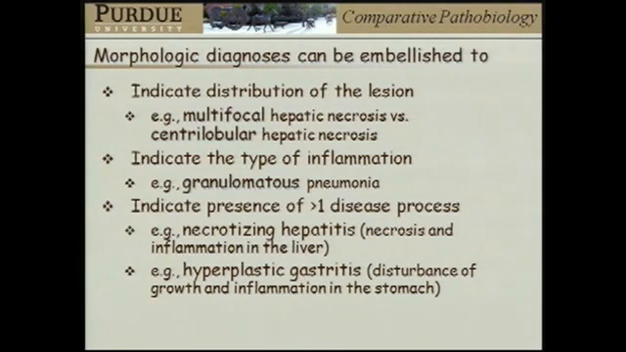And you'll very often find that it's difficult or impossible to pigeonhole a lesion into just one disease process. You can use a modifier like necrotizing with hepatitis to imply that both necrosis and inflammation are occurring in the liver. Similarly, you could use the term hyperplastic gastritis, adding one modifier, hyperplastic, to say that in addition to inflammation in the stomach, there is a disturbance of growth, hyperplasia, an increase in cell numbers.